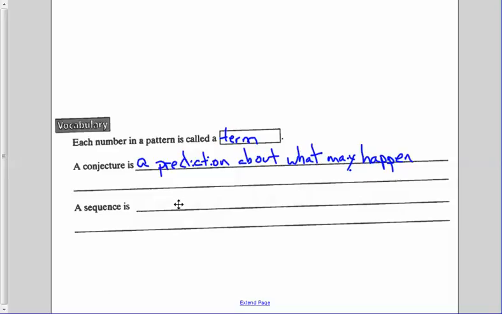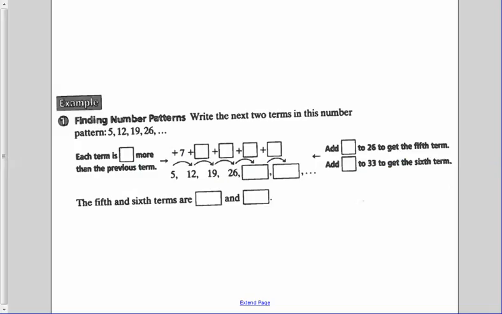Now a sequence is a set of numbers that follow a pattern. So let's look at finding some number patterns. When we need to look at the sequence of numbers 5, 12, 19, 26, we need to find the next two terms in this. And remember, we just don't stop at one. We have to follow our direction. So following the next two terms.